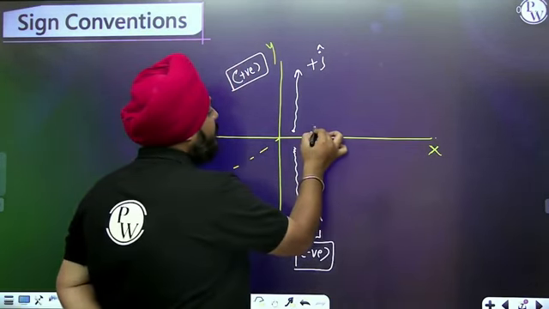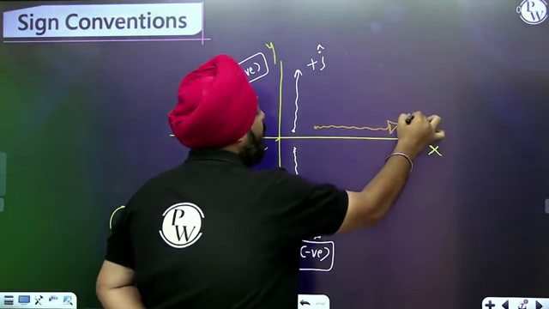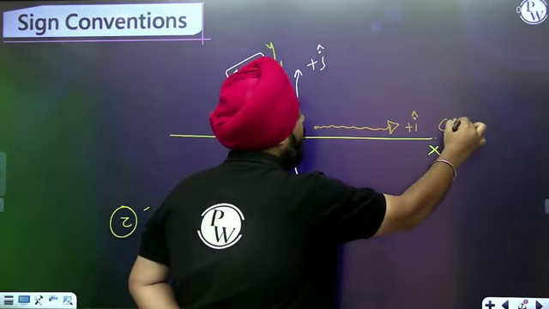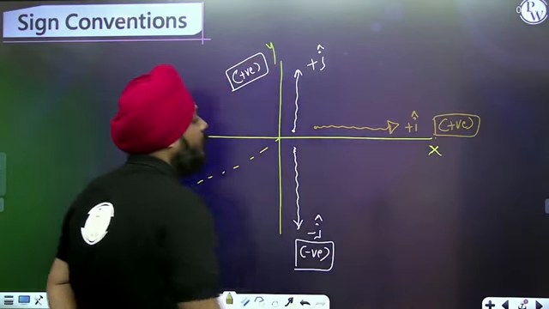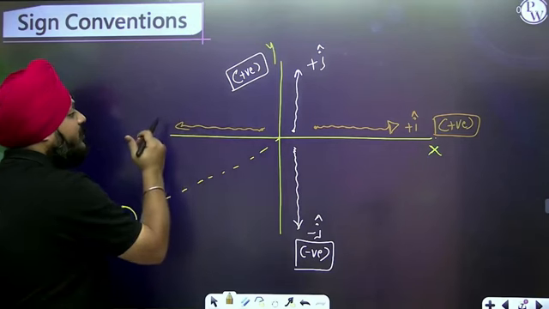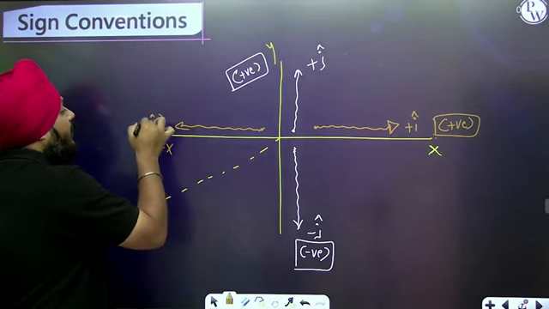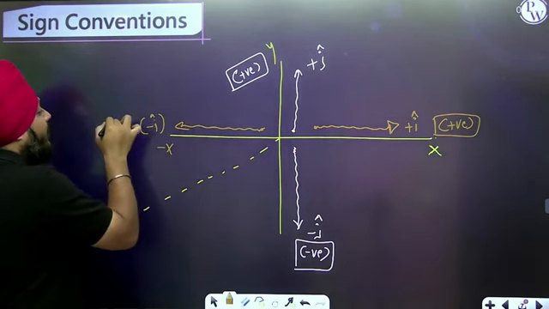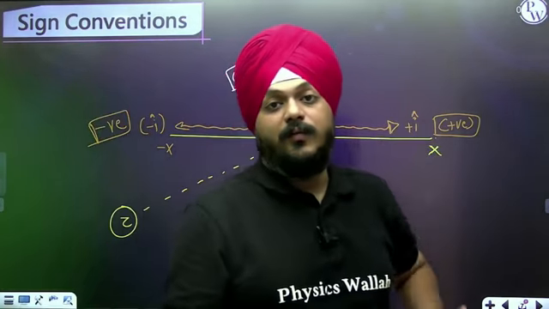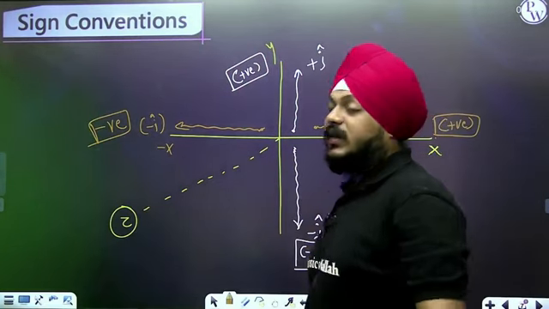The vector that is directed towards the positive x direction, I will consider as positive i. It means whatever vectors are directed towards the right will be positive. And the vector directed towards the negative x direction, I will consider as negative i. So whatever vectors are directed towards this side will be considered negative. Similarly, that exists for the z also. This side it is positive and the opposite side it is negative.